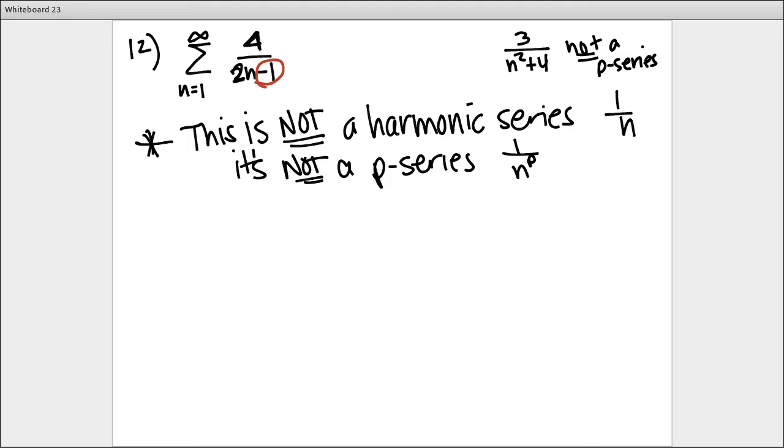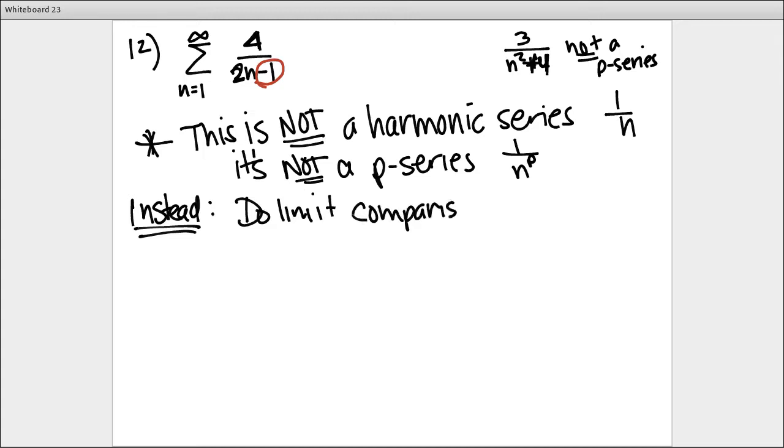The 2 in front here, not a big deal. Constants, no big deal. It's the subtracting of the 1, or it's the adding of the 4 down there. They're no longer a p series. So what you do instead is you do a limit comparison test to the p series, or to the harmonic, which is a special type of p series, right?